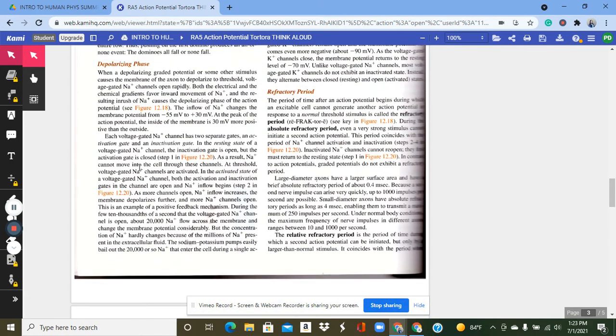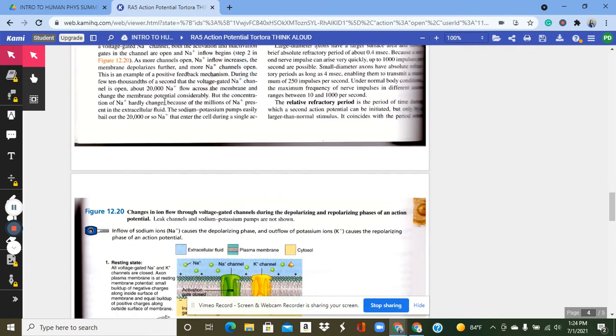Okay, so each voltage-gated sodium channel has two separate gates, an activation gate and an inactivation gate. In the resting state of a voltage-gated sodium channel, the inactivation gate is open, but the activation gate is closed. Step 1 in figure 12.20.